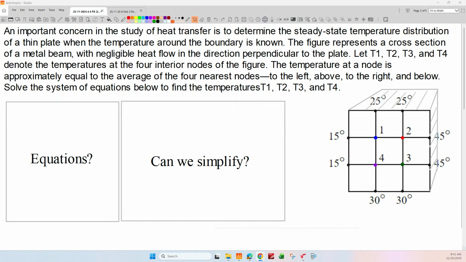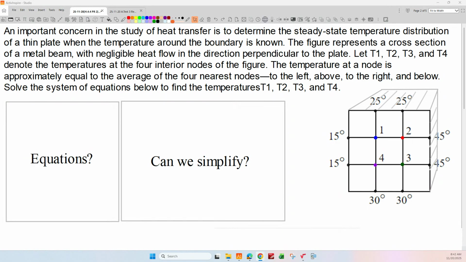The temperature at a node is approximately equal to the average of the four nearest nodes, to the left, above, to the right, and below. Solve the system of equations below to find the temperatures T1, T2, T3, and T4. So those are our four unknowns, right? How many equations are we going to need to solve this system? We're going to need four.